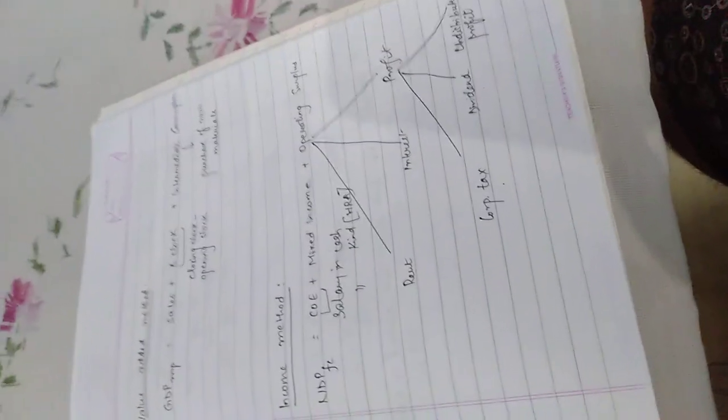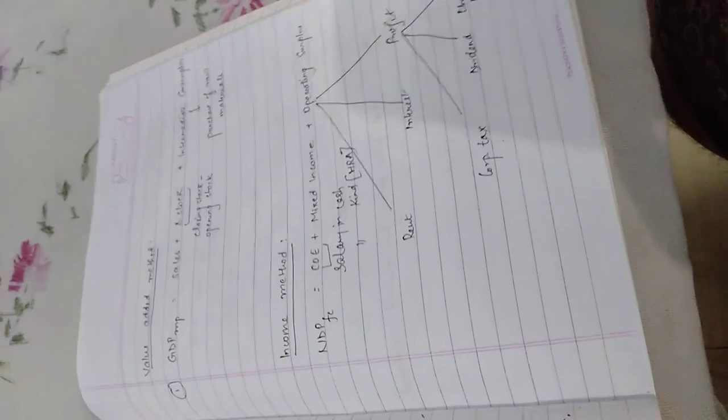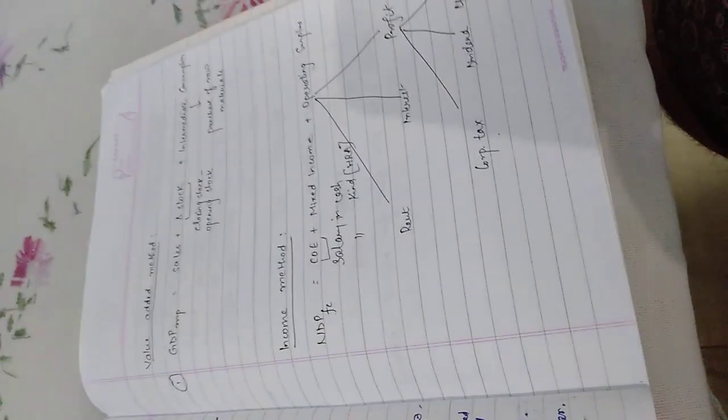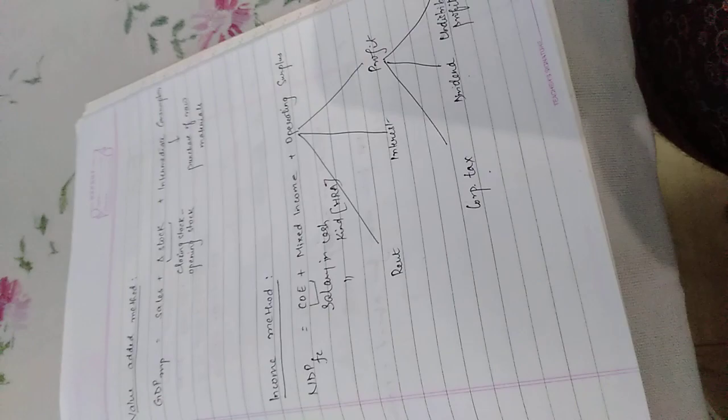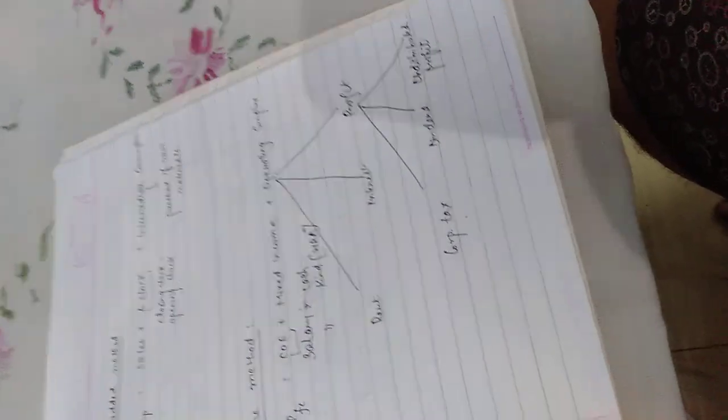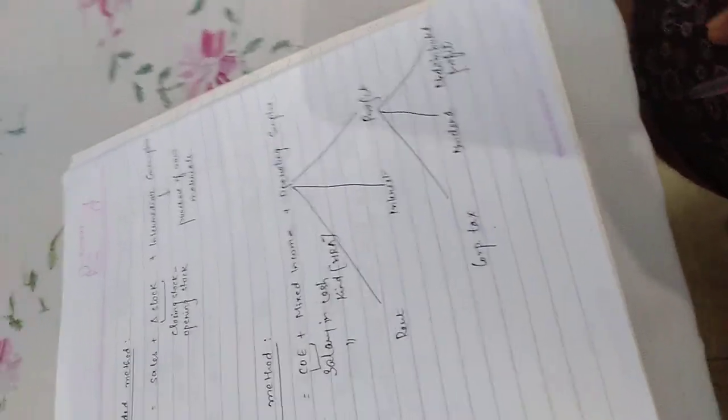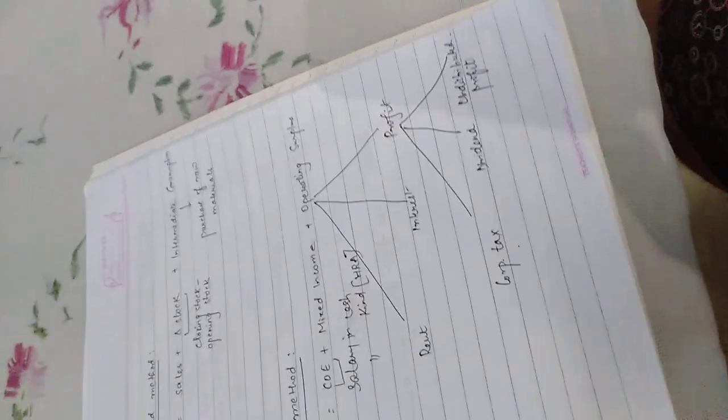Let me again tell you, the formula for income method calculation is NDPFC is equal to compensation of employees plus mixed income plus operating surplus, where the subparts of operating surplus are rent, interest and profit, where again the subparts of profit are corporate tax, dividend and undistributed profit.